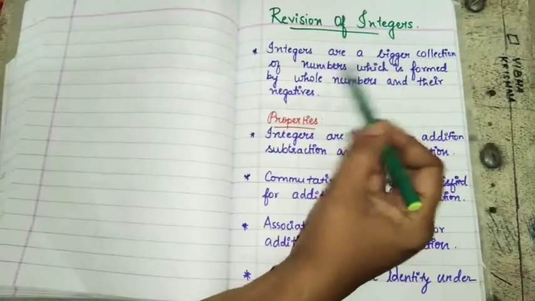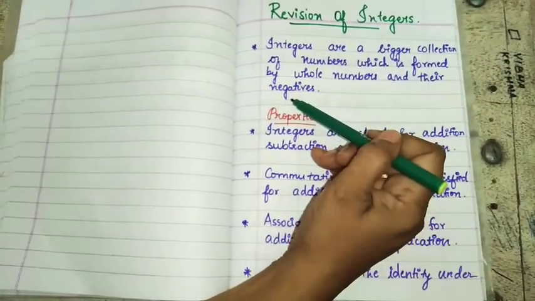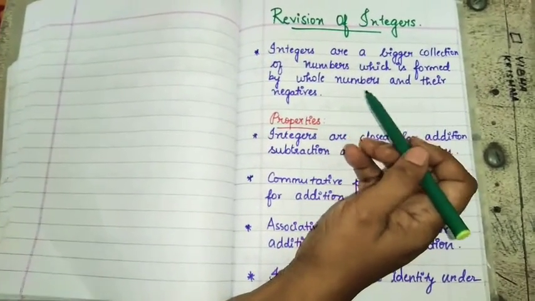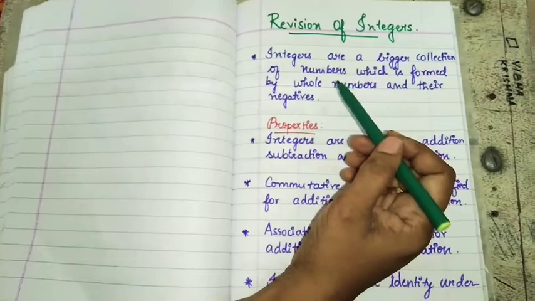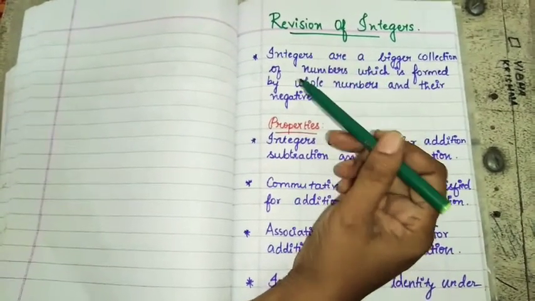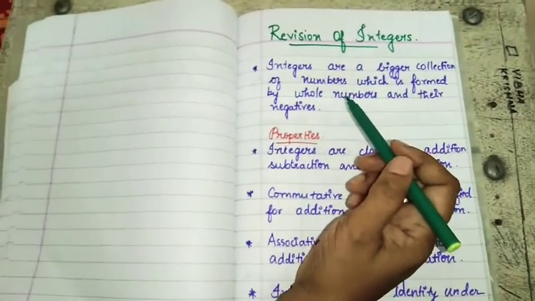Integers are a bigger collection of numbers which is formed by whole numbers and their negatives. I hope all of you know what a whole number is. Whole numbers start from 0, 1, 2, 3, and natural numbers start from 1, 2, 3, 4. And integers are the numbers which are both positive and negative, including 0.